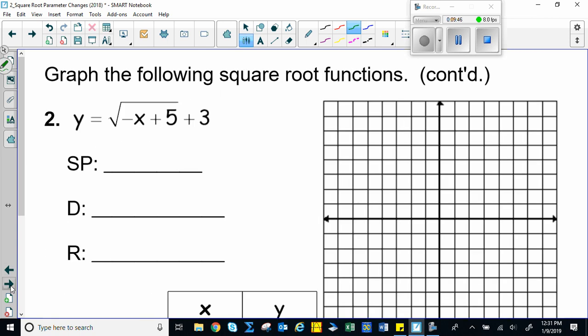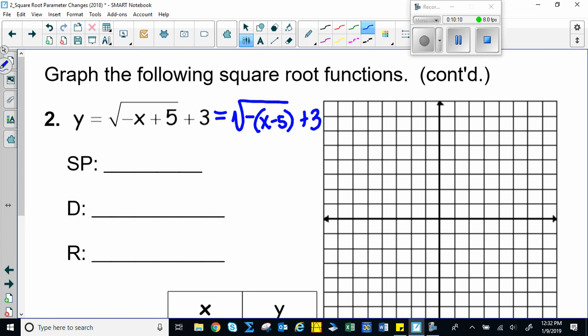So the very first thing that we need to do is rewrite this, factoring out a -1. So this would be -1 and x minus 5 inside the square root and then the plus 3 outside the square root. Now that looks just like the transformation form that we wrote at the top of our notes.